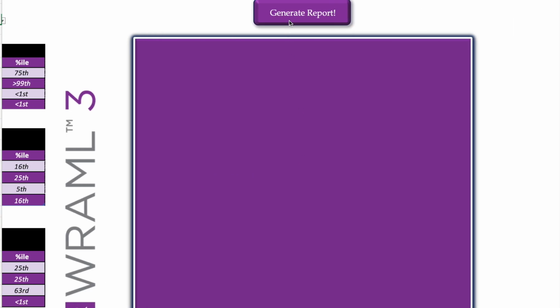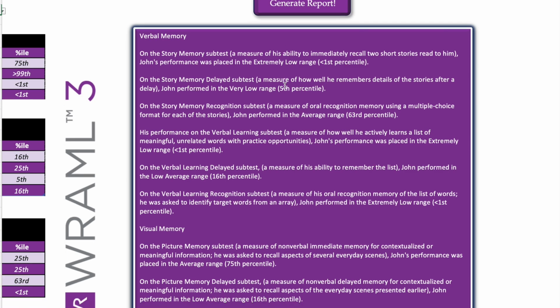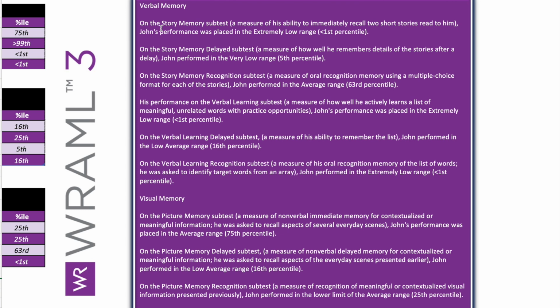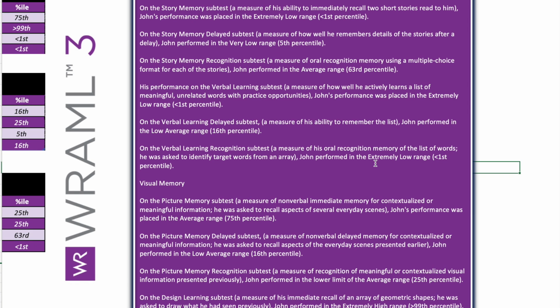And there it is. You've got the narrative sections, the description of the subtests, and then you get other details like the name of the indices themselves, verbal memory, visual memory. And I'll just let you scan through this for a moment or two.